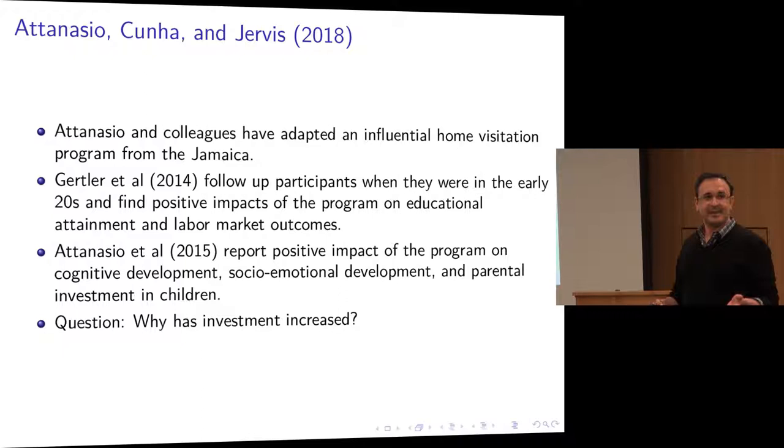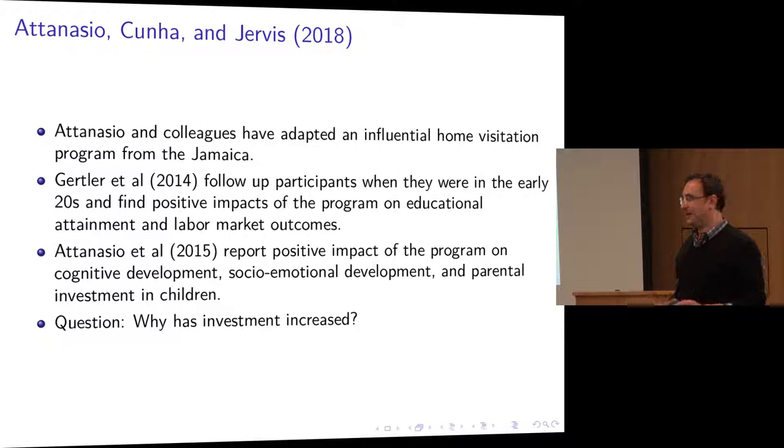So treatment gets Jamaica's adapted curriculum. Control gets whatever home visitation program they have. There's almost no difference in the quality of the workforce during this program. So whatever change they found, and they found that the program impacted cognitive skills by about 20% of a standard deviation, is truly due just to the curriculum and the kinds of activities.